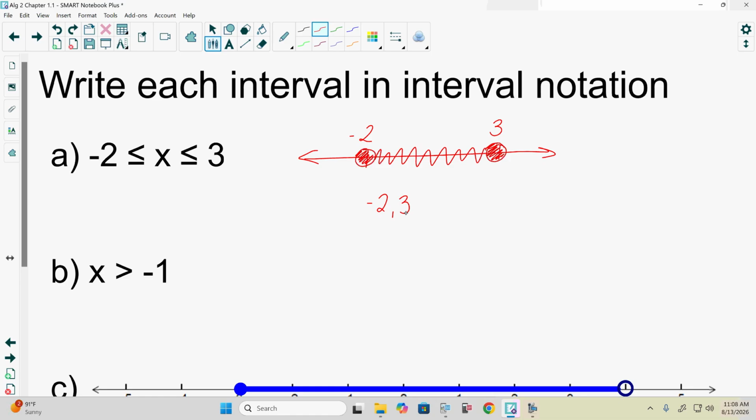Now we need to determine if we use parentheses or brackets. If we look at the -2, was it included? Is it equal to it? Yes, so we would have a bracket. The 3, is it included? So it would be a bracket. Bracket, -2, comma 3, bracket. That's interval notation.